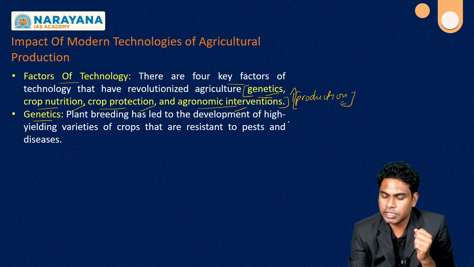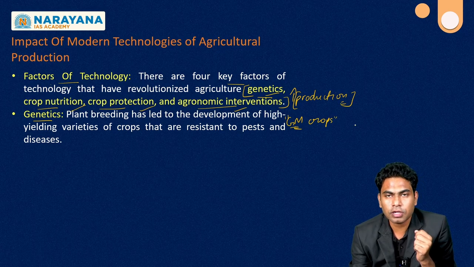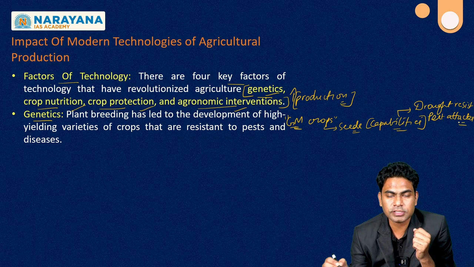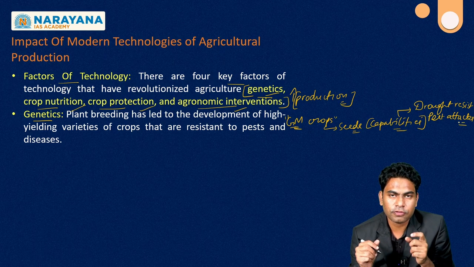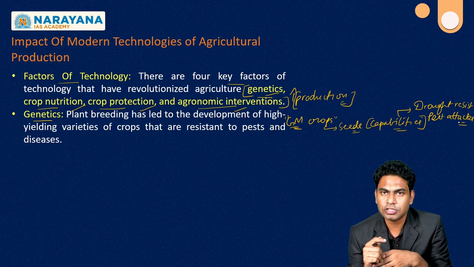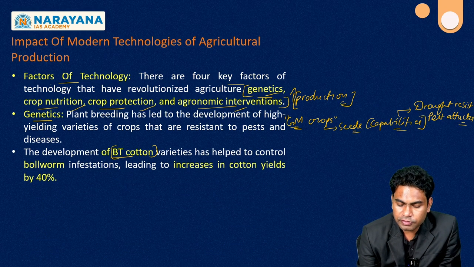Similarly, now we are talking about genetically modified crops, where we are modifying the genes of the crops to produce seeds that have capabilities, for example, being drought resistant or flood resistant, or free from pest attacks by increasing their immunity. So we could modify the gene, or we could see that certain qualities are inculcated into the seeds through techniques like breeding.